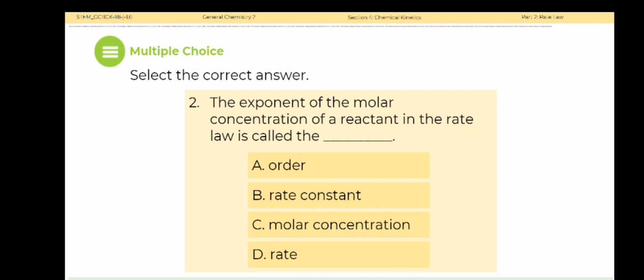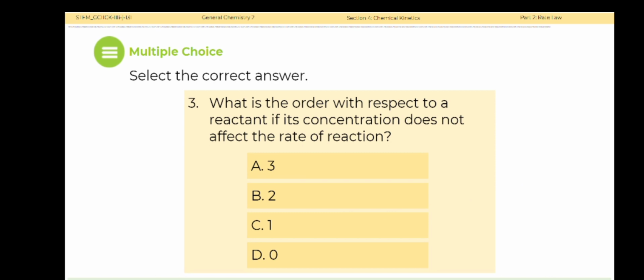Number 2. The exponent of the molar concentration of a reactant in the rate law is called the blank. Select the correct answer. Number 3. What is the order with respect to the reactant if its concentration does not affect the rate of reaction? Select the correct answer.